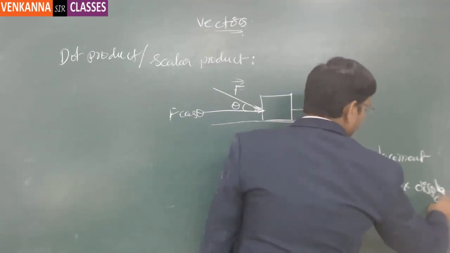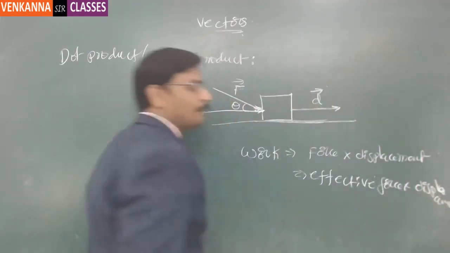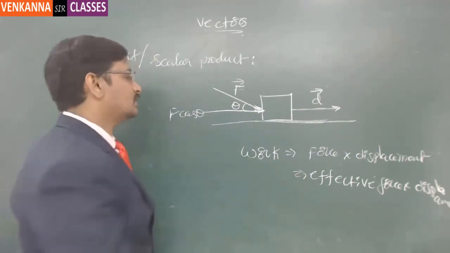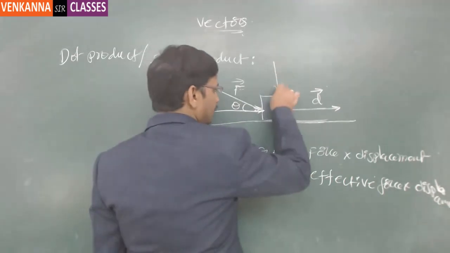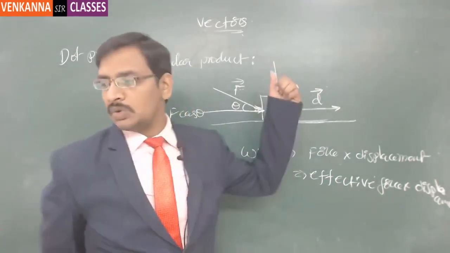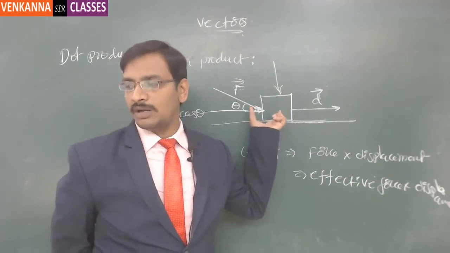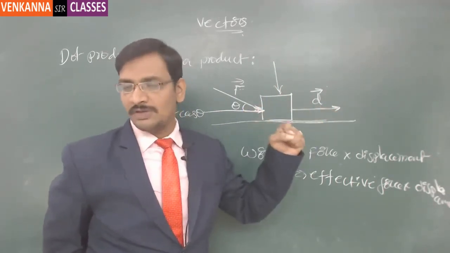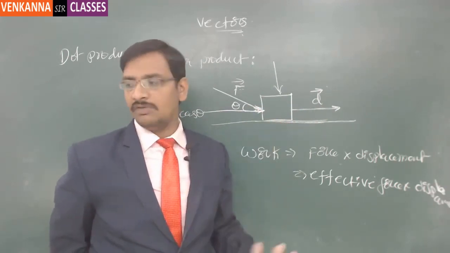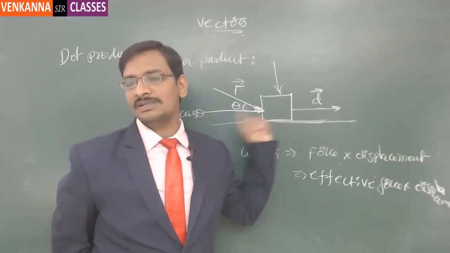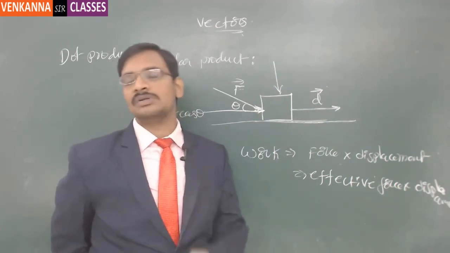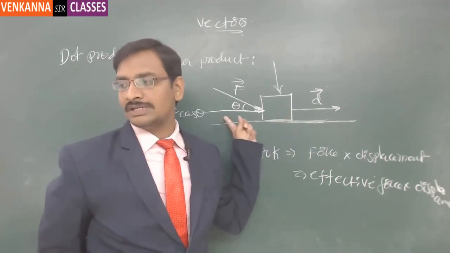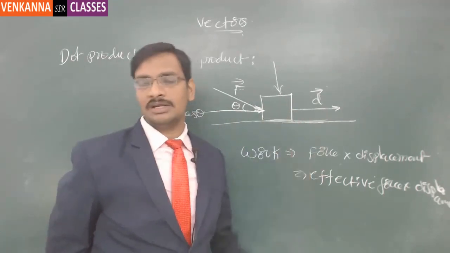Because whatever force you apply, if it is of no use, then he has not done any work. Suppose I apply the force in this direction; even if I apply 100 newtons of force, there won't be any movement of this body in this direction. That means even if you are applying 100 newtons of force, I say that you have not done any work, because no displacement is happening. That force is completely a waste. So the effective force is important for the calculation of the work.